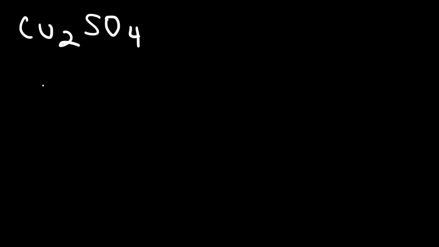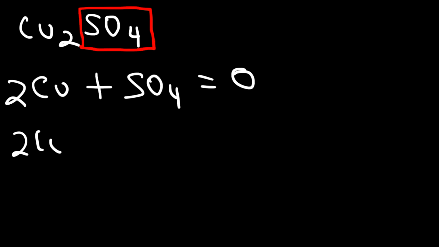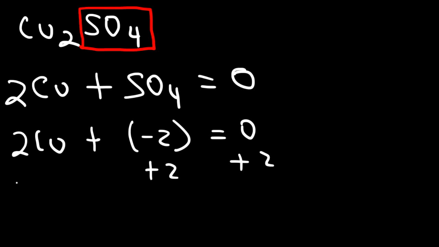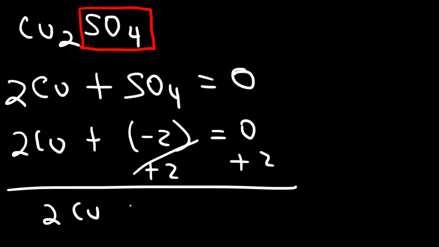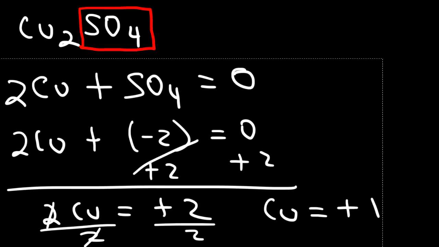So let's write an equation. So we have 2 copper atoms. Now SO4, you don't want to split that into separate atoms. Instead, recognize it as one unit. It's a polyatomic ion. And the net charge has to be 0. Now we know the charge on the sulfate ion, which is -2. And so if we add 2 to both sides, we'll get 2Cu is equal to +2. And now let's divide both sides by 2. 2 divided by 2 is 1. So the oxidation state on copper is +1.